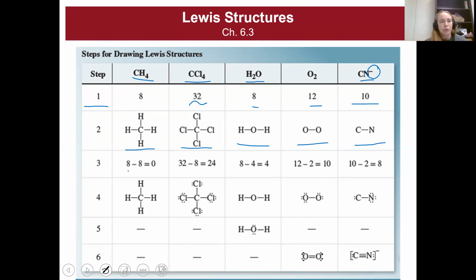Then we subtract 2 for each bond. There are 4 bonds in methane, so that's 8 electrons.